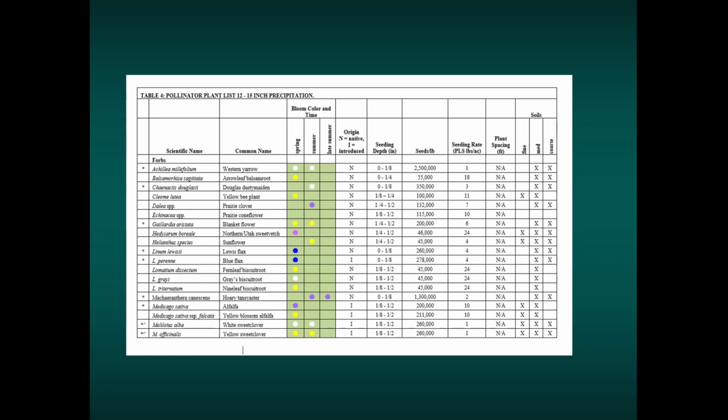This is a species list broken up by precipitation zone. So these are forbs adapted to 12 to 15 inch precip areas, and you can see we've got several species here. We show when they flower and what color they generally are, native or introduced, seeding depth, how many seeds per pound, recommended seeding rate in PLS pounds per acre, plant spacing. We talk about this especially for shrubs, how far apart they should be planted, and then soil adaptations as well.